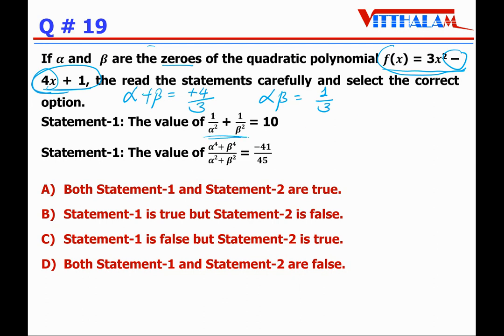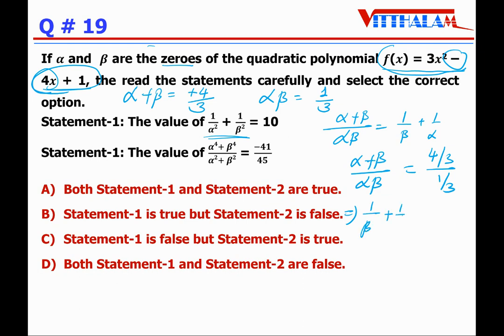Now we want to find out this. This can be written as, if I divide (α + β) by αβ, then it is 1/β + 1/α. Correct? Let us write down here. So (α + β)/αβ equals (4/3)/(1/3), which is 1/β + 1/α, equals 4. Let's square.